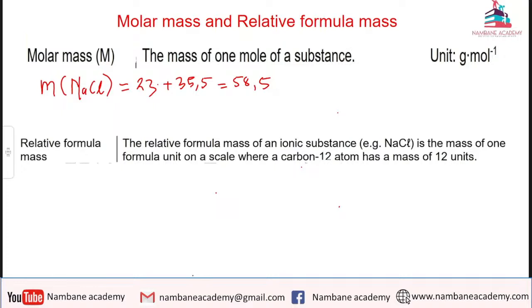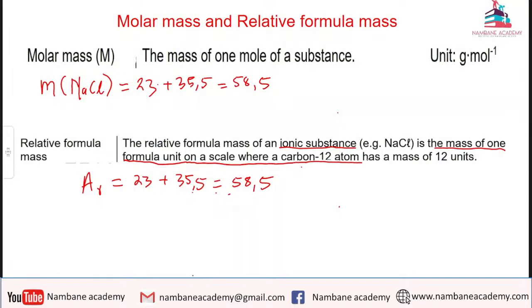And we do the same now with the Mr, which is relative formula mass, which equals 23 plus 35,5, which is just 58,5. But what is the difference between the two? The relative formula mass of an ionic substance is defined as the mass of one formula unit on a scale where carbon-12 has a mass of 12 units. Basically, this is the application of the mole concept.